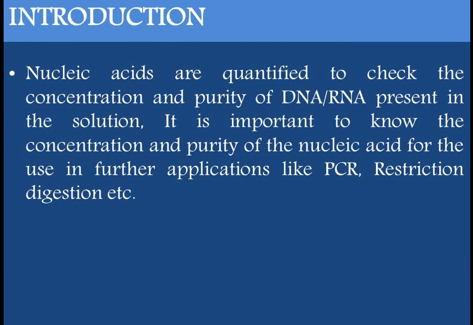In last session, you all have gained knowledge about isolation of DNA, isn't it? Assume that you have isolated cytochrome oxidase subunit 1 gene from animal source. What would be the next process? Yes, it is quantification of DNA. Why we need to quantify the DNA? Nucleic acids are quantified to check the concentration and purity of DNA RNA present in the solution.